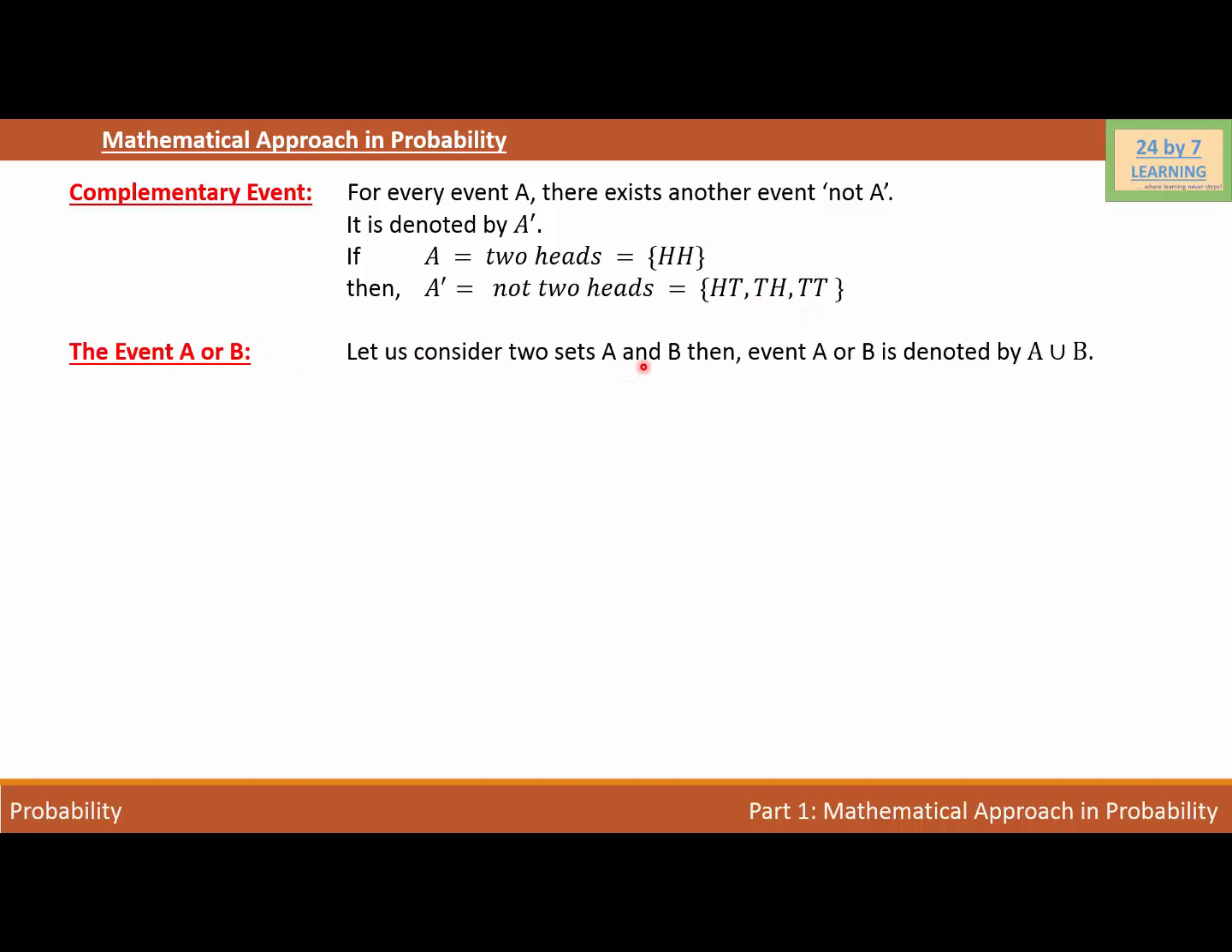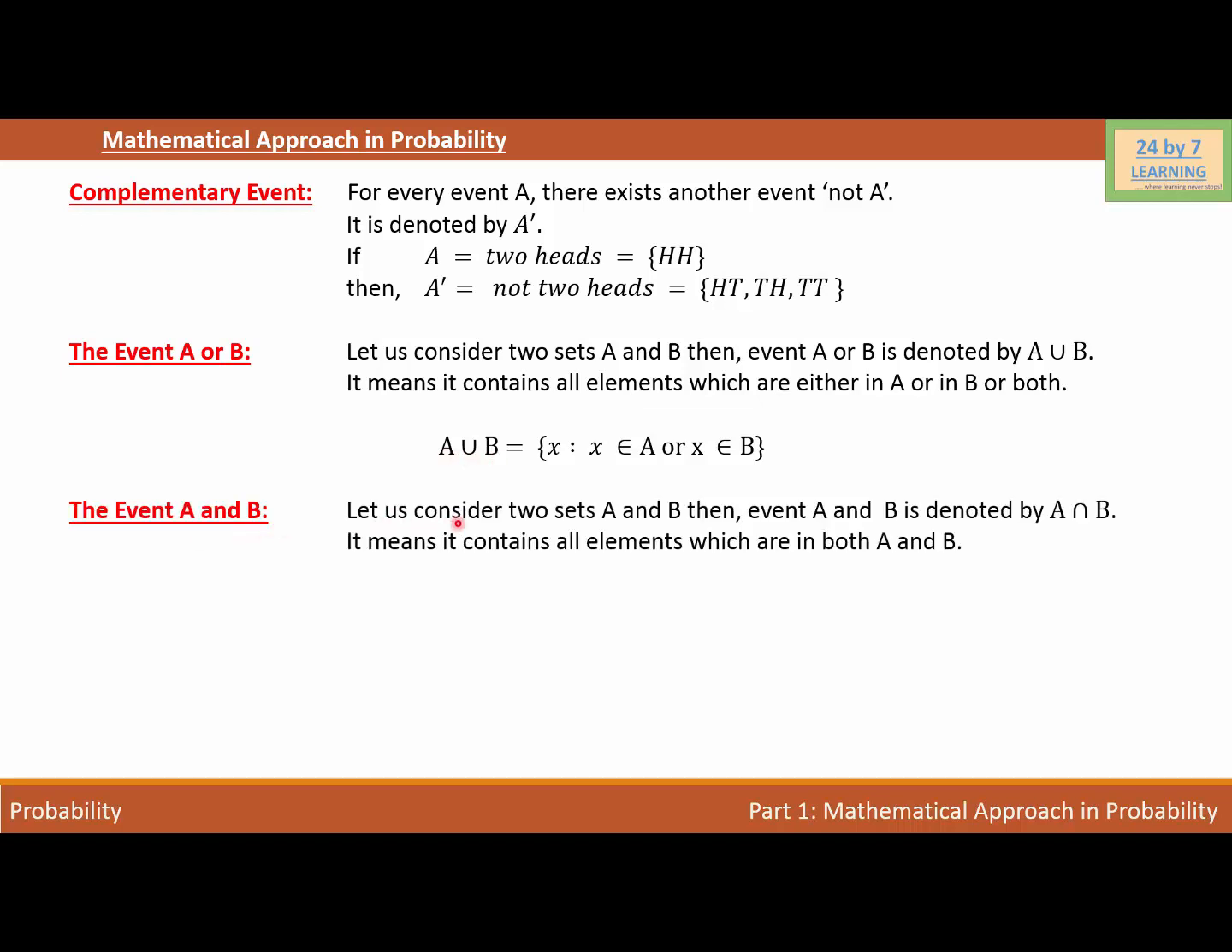The event A or B. Let us consider two sets A and B, then the event A or B is denoted by A union B. So basically, the event A or B simply means that you consider all the elements that belong to either A or B or both. So A union B is equal to x such that x belongs to A or x belongs to B. So if we have any element that belongs to A union B, it simply means that either the element will belong to A or the element will belong to B, not necessarily both A and B.